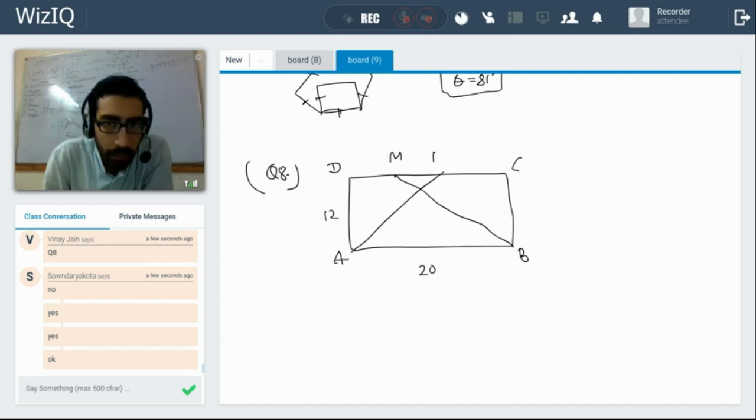This is MN, you have been told that DN is also 12. So this length is also 12, and that CM is also 12. This is also 12. That means DM is equal to 8, since AB is equal to CD equal to 20, and that CN is also 8, and thus that this length, 8 plus 8, 16, MN must be 4. Yes, is this clear?